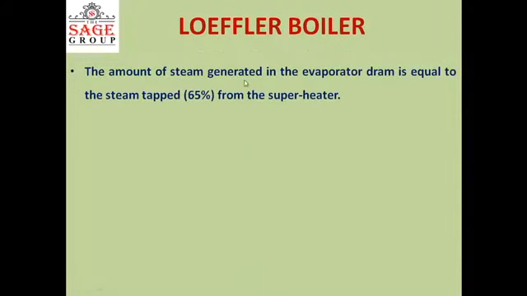The amount of steam generated in the evaporator drum is equal to the steam trapped from the superheater. So the amount of steam which is generated in the evaporator drum is equal to the steam trapped, which is the 65% from the superheater. This amount of steam is trapped from the superheater and is used to heat the water. So this is also the amount of steam generated from the evaporator.